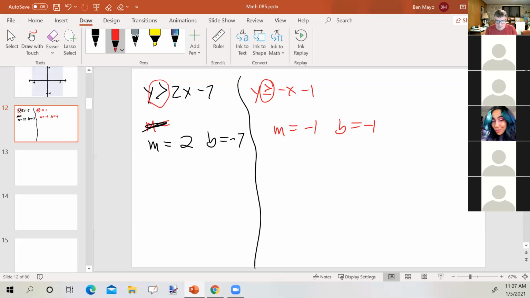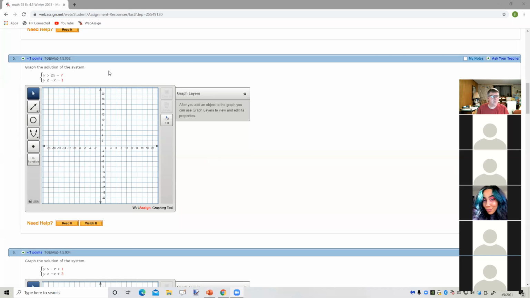So now I'm going to go back to my WebAssign board. The first thing I do, I am not going to use this little square with the dot. That's your first mistake. If you use those, it doesn't work out nicely. Sometimes you get away with it, but not always. I'm going to use this box right here, and I want the one that is the line, not the ray, not the line segment. So I click on that until it turns blue.